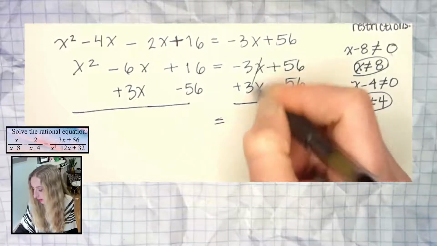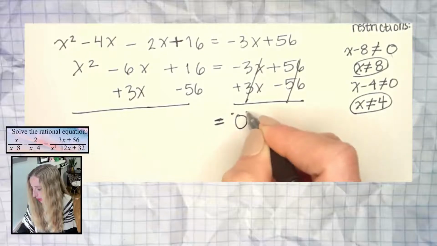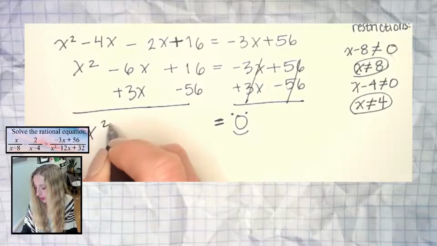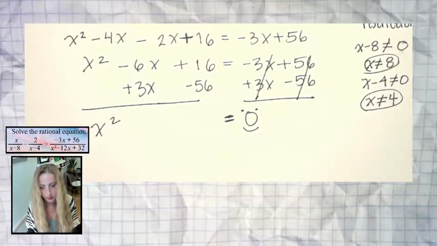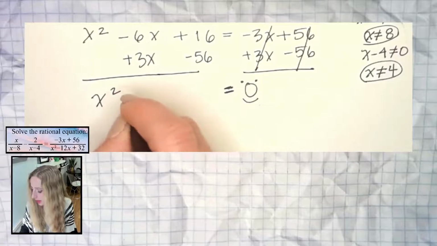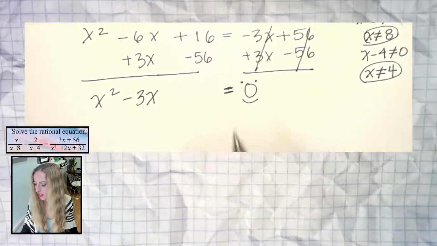This right side cancels, because this is 0 on this side. Yay, we're happy with the happy 0. This will become what? X squared. Negative 6 plus 3 is negative 3x, and 16 minus 56.